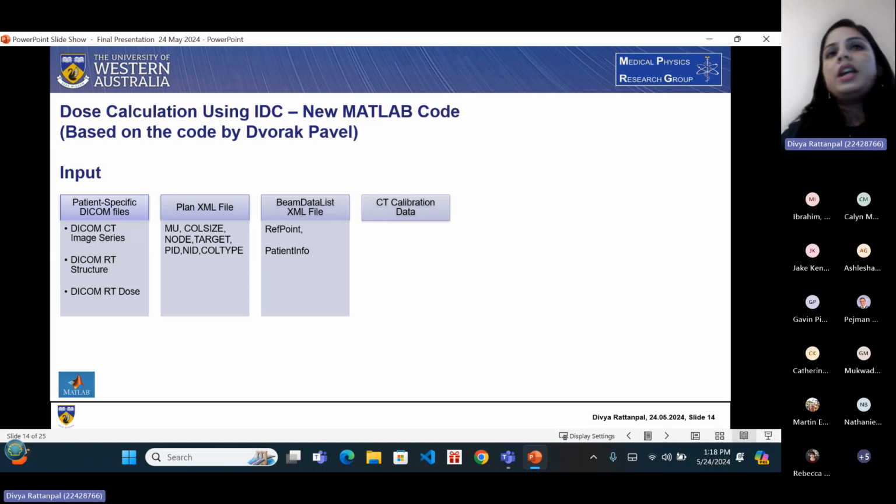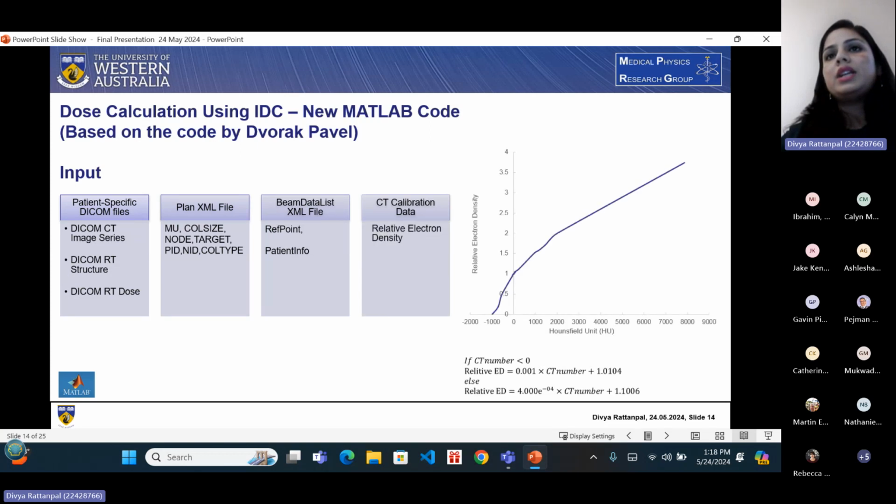Another input required for the code is the CT calibration data. This CT calibration data is used to obtain the CT calibration curve. From this calibration curve, two linear functions were used, one from -1000 to 0 based upon the Hounsfield unit values, and another from 0 to 8000. This relation was used to calculate the relative electron density of the voxel.